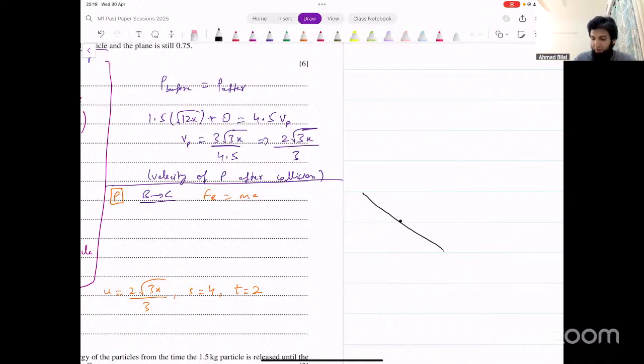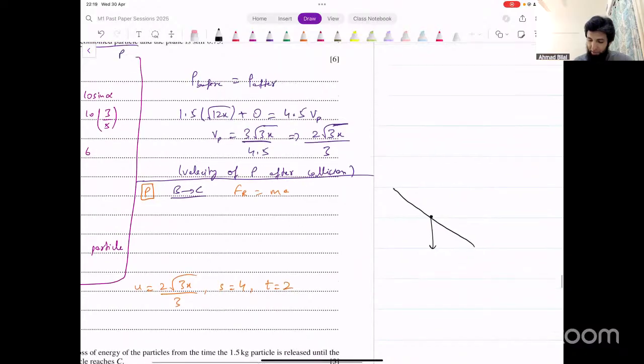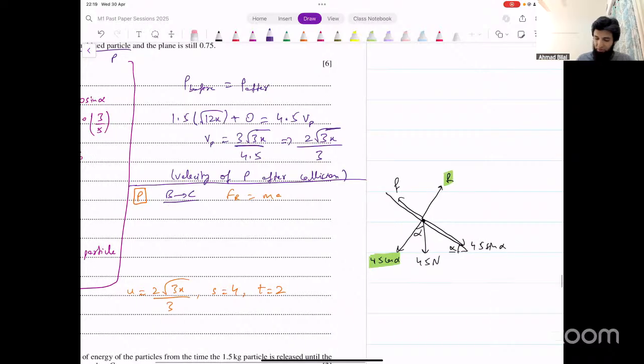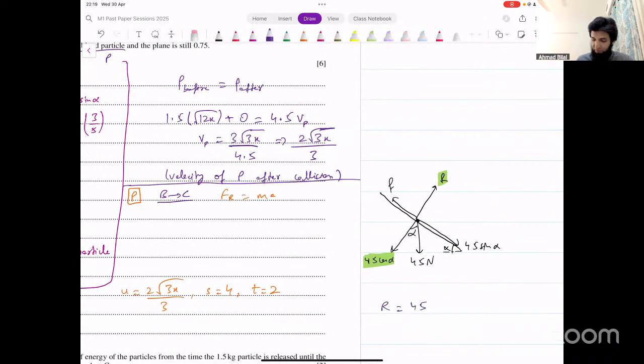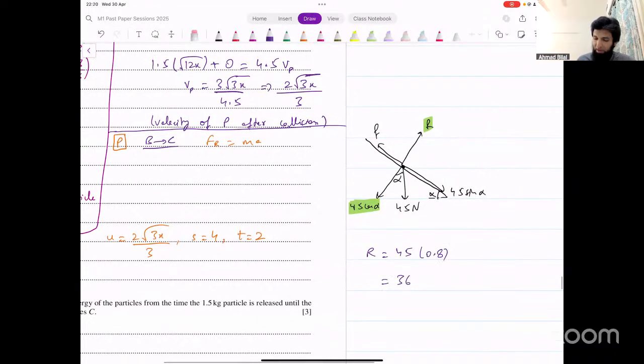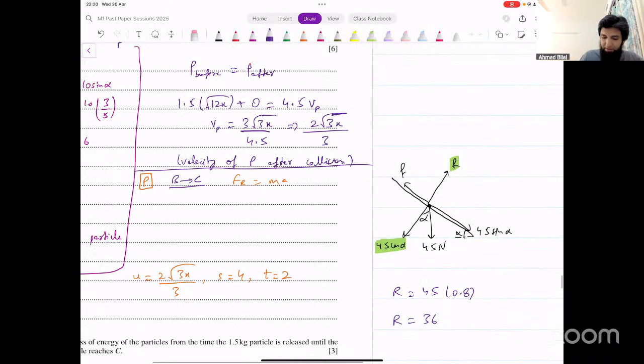Let's represent that here again. Now we've got the combined particle. It has greater mass now, so that's going to be 4.5 kilograms. So weight is now 45 Newton, sorry. According to that, everything else changes as well. The angle here was alpha, so this angle would be alpha. This will be 45 cos alpha. The other one will be 45 sine alpha. We'll have friction here and reaction here. So reaction is actually going to be 45 cos alpha now. So R equals 45 cos alpha. Cos alpha was 0.8. 45 into 0.8 is 36. R equals 36. And when the value of R is 36, let's use Newton's second law of motion now.